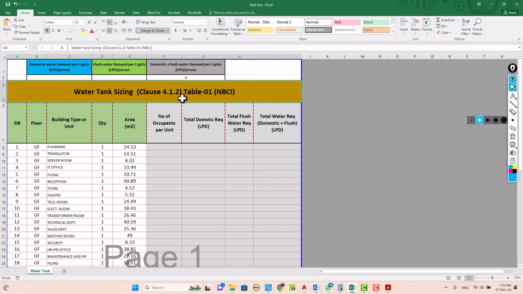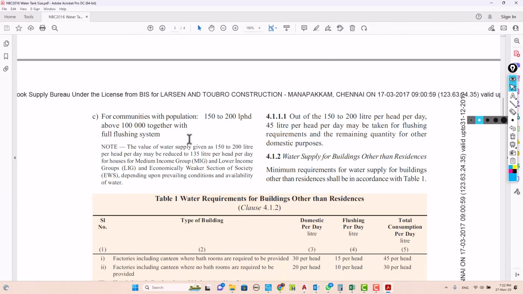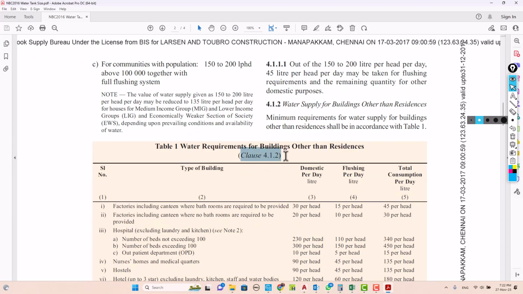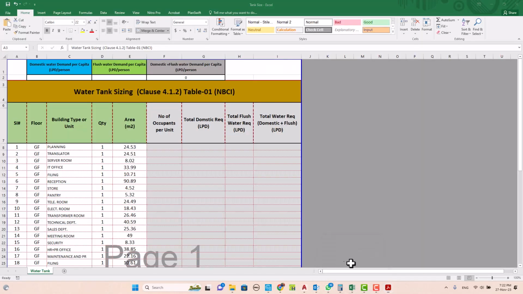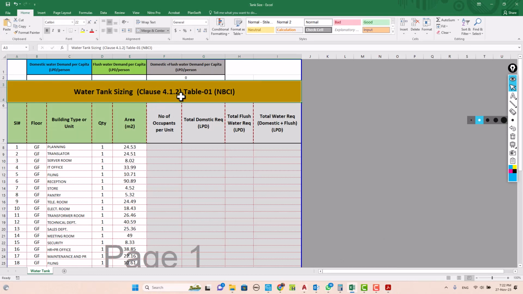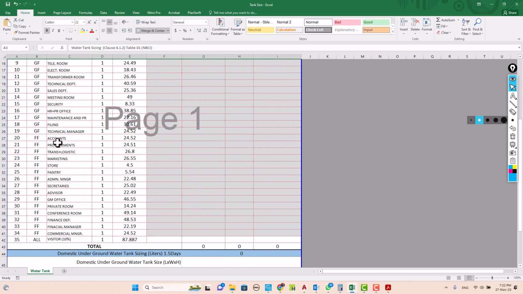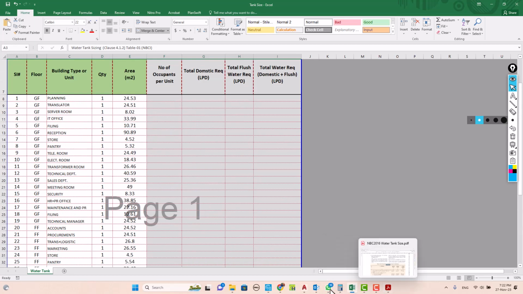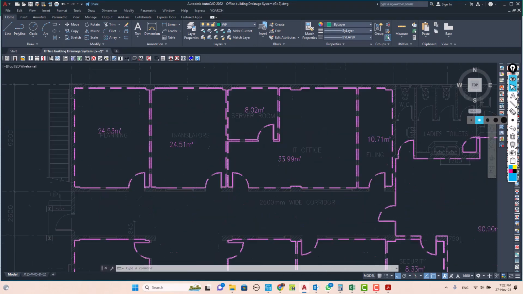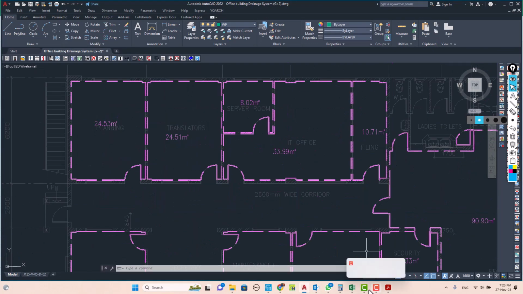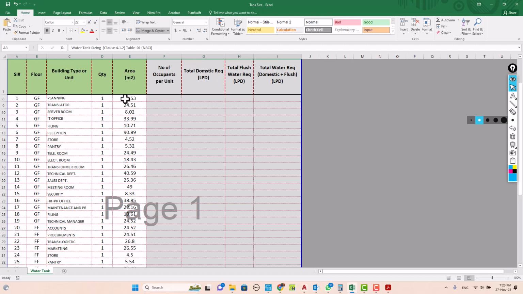Okay, this is the NBC tables. Here, see, clause 4.1.2. That's why I mention here, right? So see, all the rooms, this is the ground floor, all the building rooms we mention here, okay? The first floor also, and their area which we calculate here. See, 24.53 planning. So I mention here planning 24.53, right?